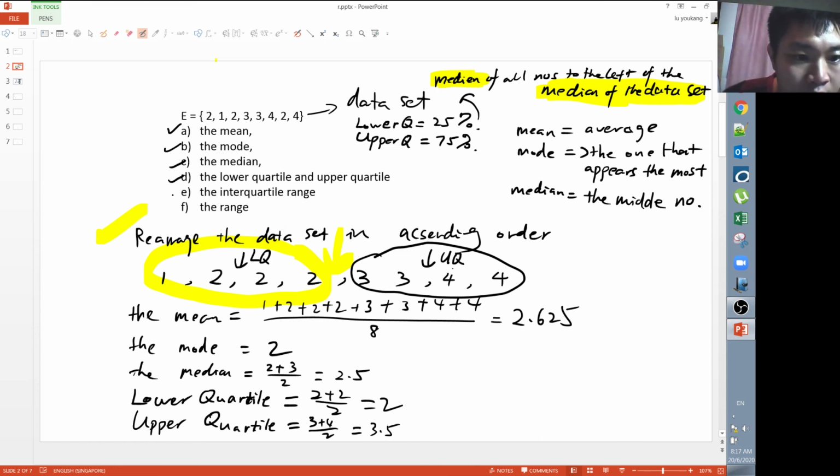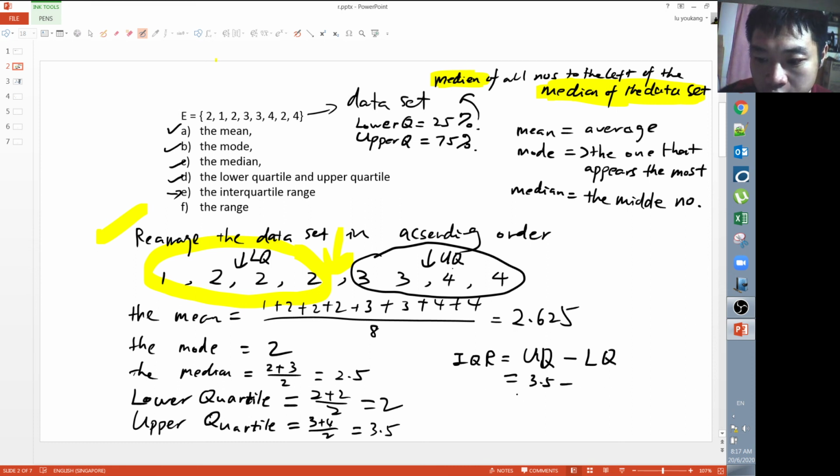Now we are asked to find the interquartile range. This is the simplest. The interquartile range, IQR, is simply given by your upper quartile minus your lower quartile. So that will be 5 minus 2, and you get 3.